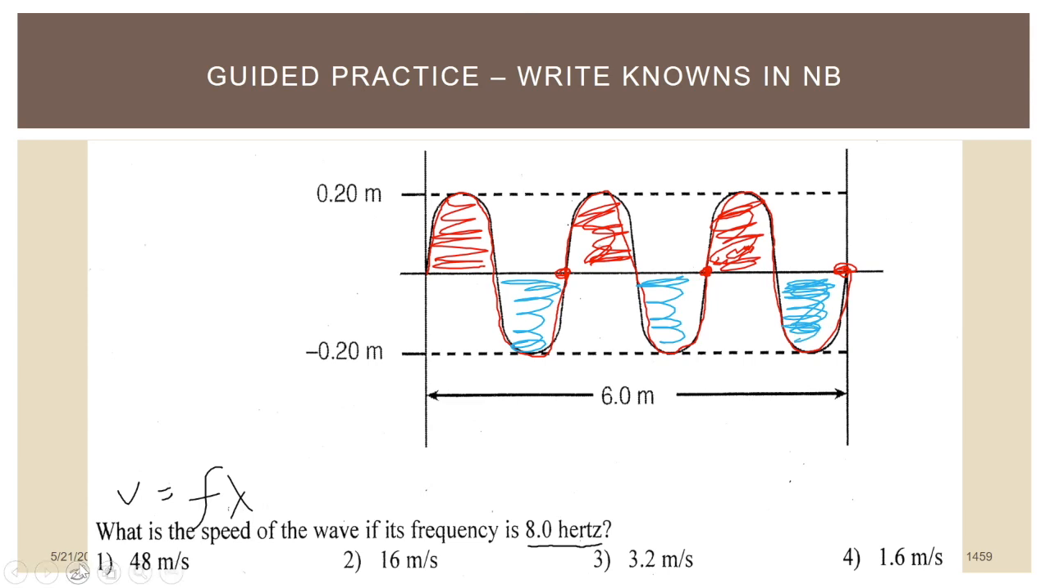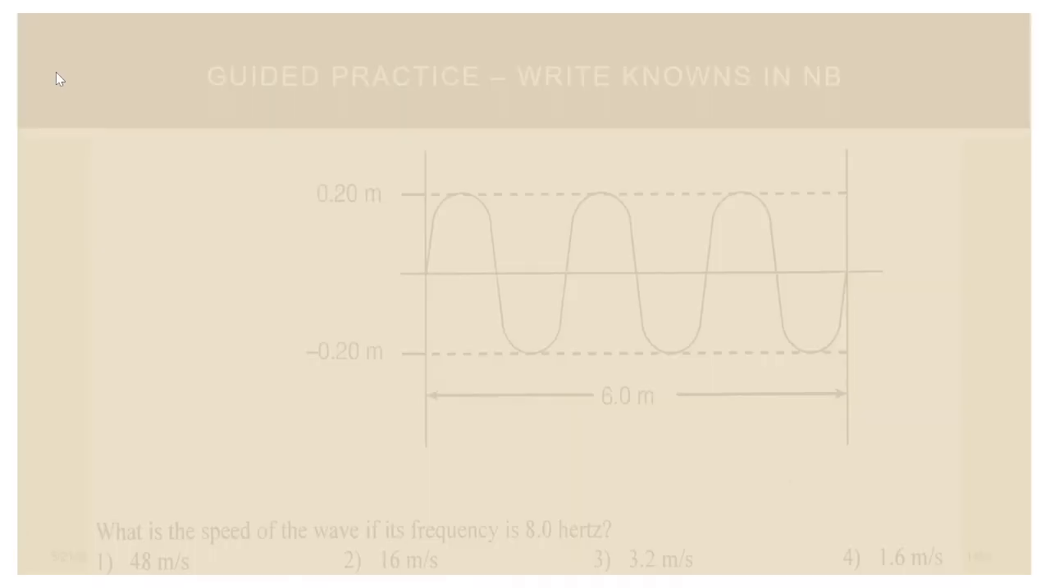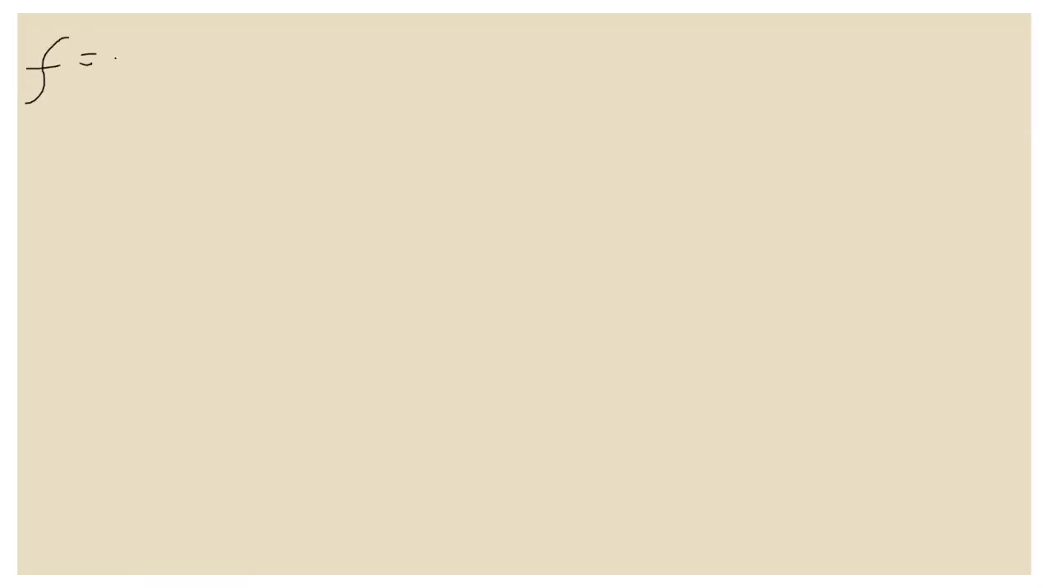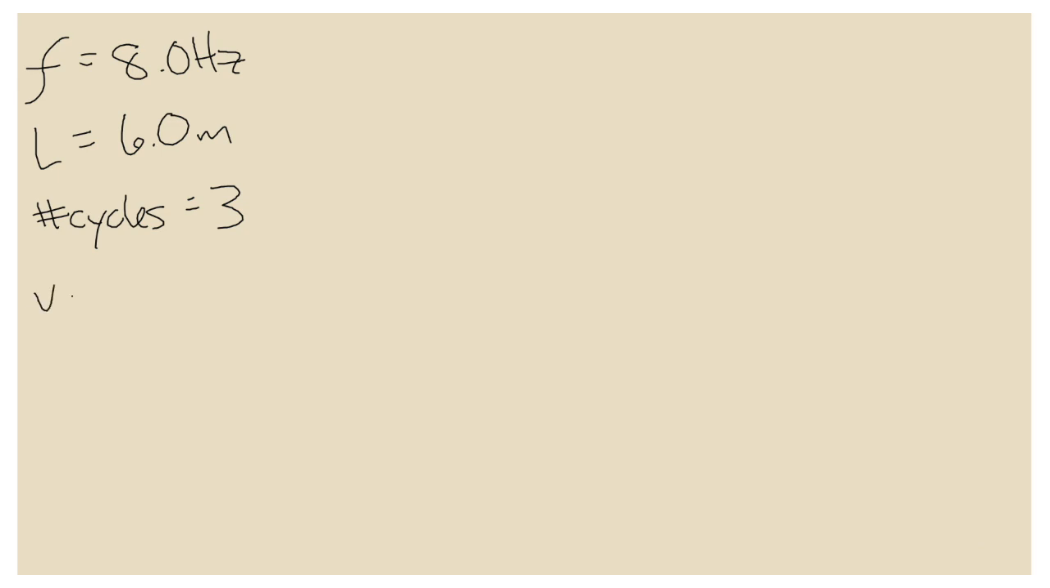And so essentially what's happening here is you are being given the frequency, and you are being given enough information to be able to solve for the wavelength, and then you have to solve for the speed. So let's go ahead and do that now. The problem tells us the frequency given here is 8.0 hertz. They do not tell us the wavelength, but the ordinary length that was given was 6.0 meters. And we were able to look at the diagram and determine that the number of cycles shown in that diagram was 3. And we're looking for the speed of the wave.